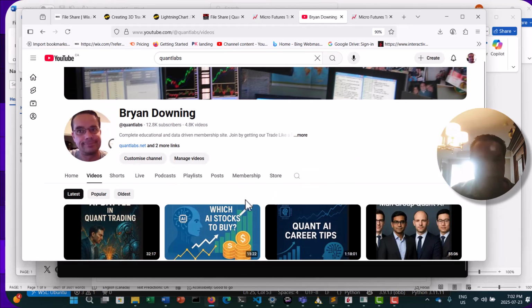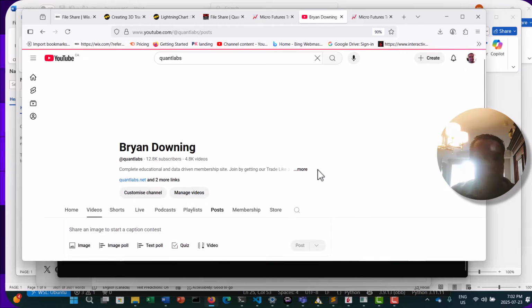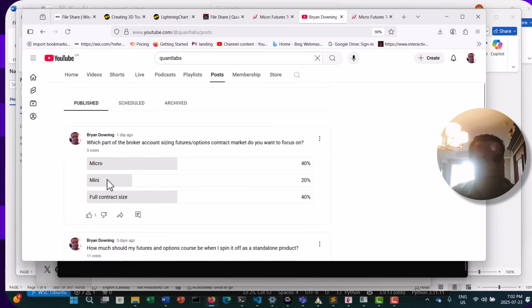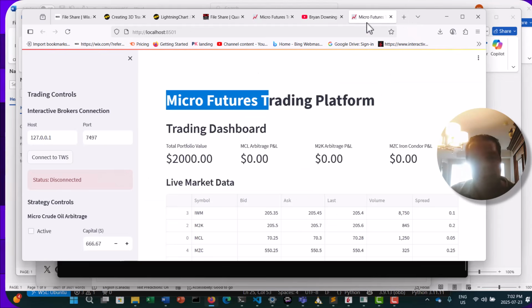So again, I've put up a poll here asking people, when you factor in your account and broker size, which contract market are you wanting to participate in? And this is for both futures and options. You have micro, mini, full. Okay, so the beginners like me, and I'm testing this whole process in the micro market. So all of the things I'm about to show you are for the micro market.